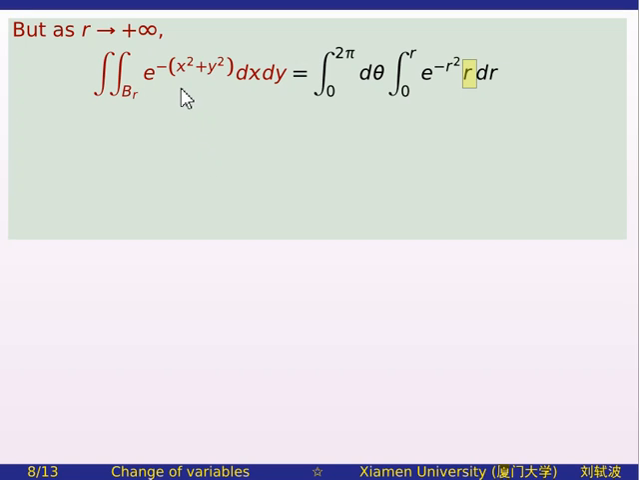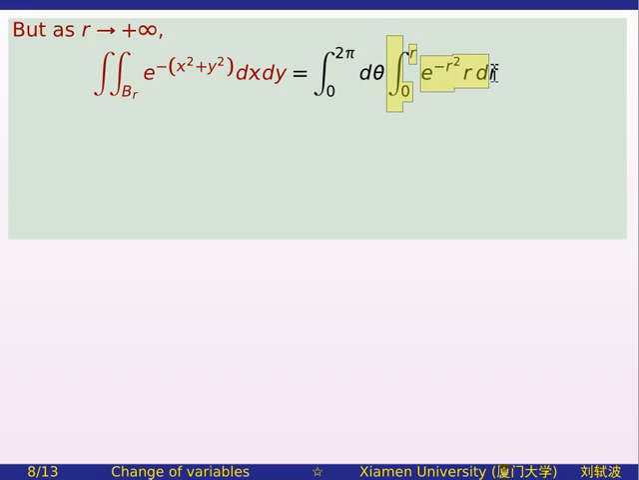When you change the variable of an integral, you need to add the Jacobian determinant to the integrand. So the new integrand is the substitution of the original integrand, multiplied by the Jacobian determinant. You should not forget this r.